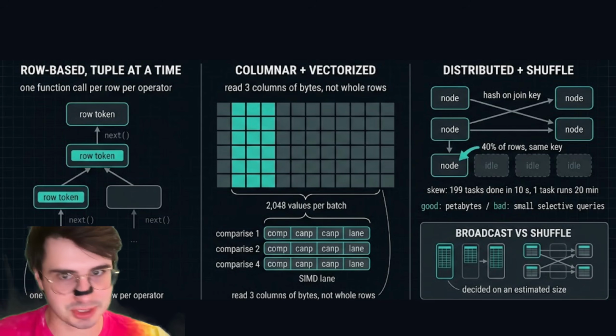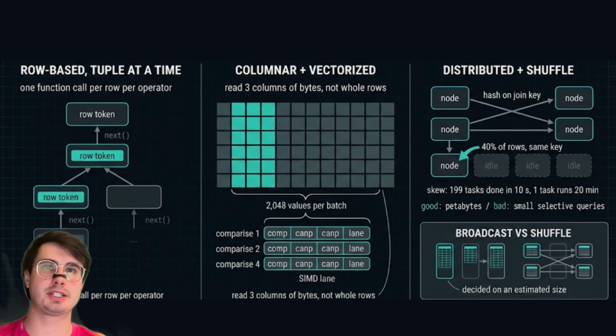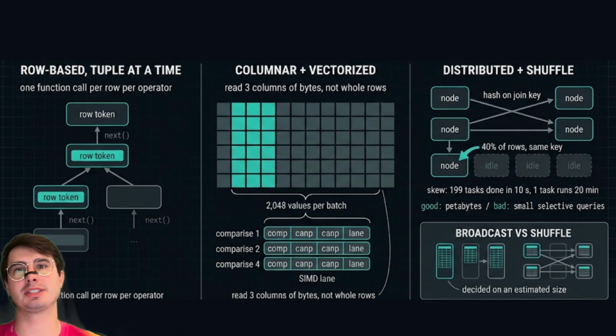Then the flip side is just as real, right? Point lookups and single row updates in a columnar engine are miserable because touching one row means visiting each column's storage separately, which is why no one's running their checkout flow on something like DuckDB.